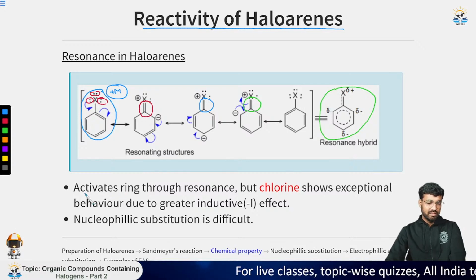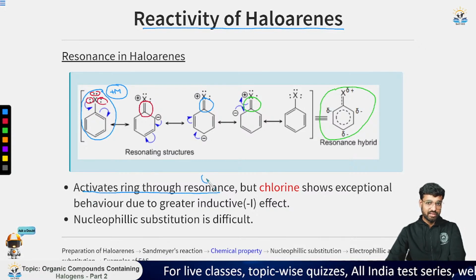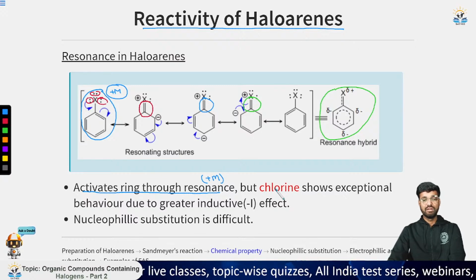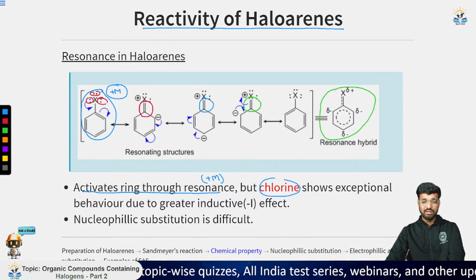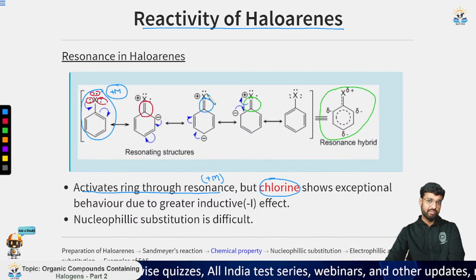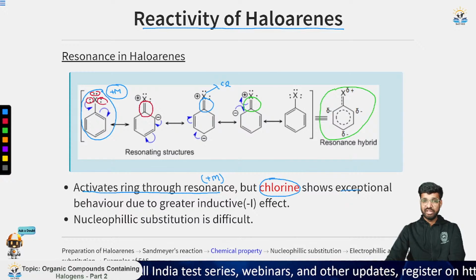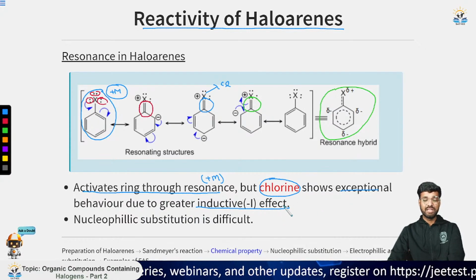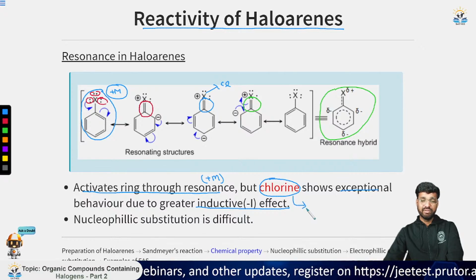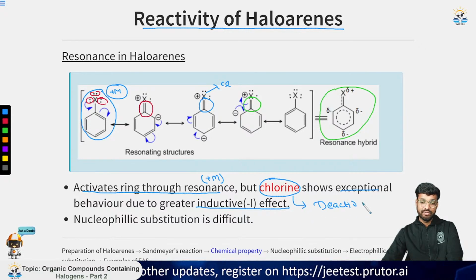The same thing is written here: activate ring by resonance, or you can say plus M effect or mesomeric effect. Now one exception is there. If chlorine is present in place of X, it shows an exceptional behavior due to greater inductive effect. So what is that exceptional behavior? It deactivates the ring.